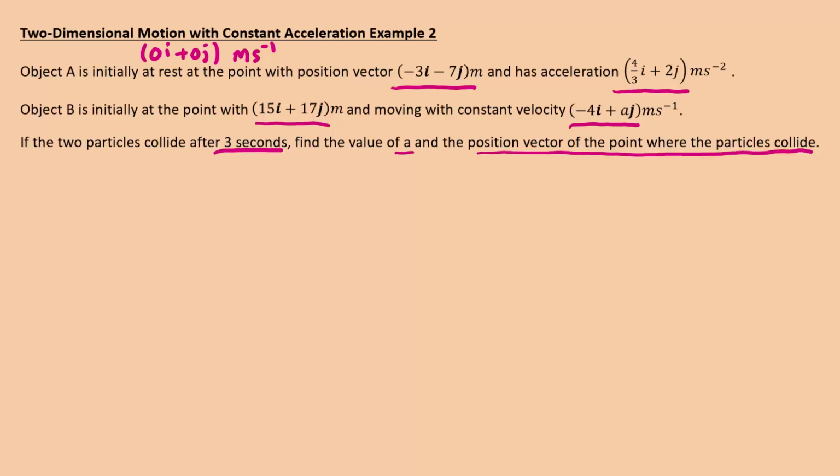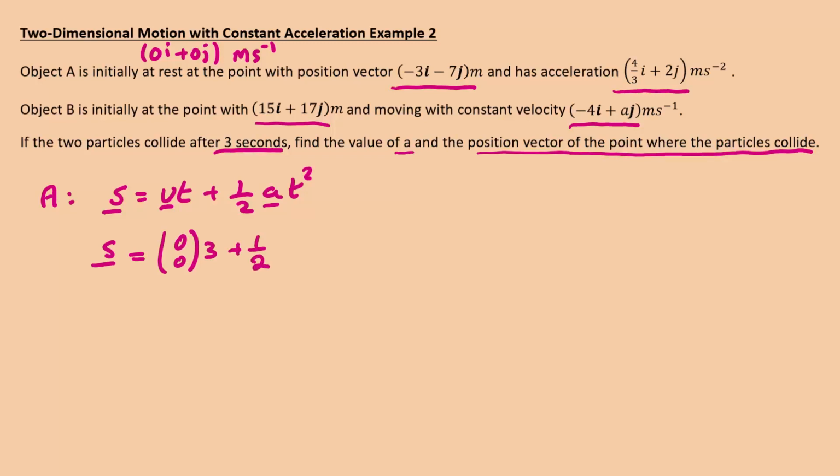So let's start off by looking at object A. If we start with s = ut + ½at², then the change in displacement is going to be, well, we know that u is 0, so 0 times 3. And then here we've got a half, the acceleration is 4/3, 2, and that's 3 squared, so that's 9.